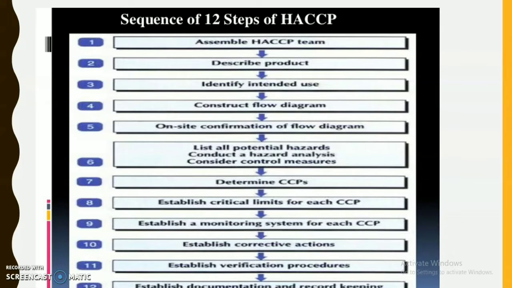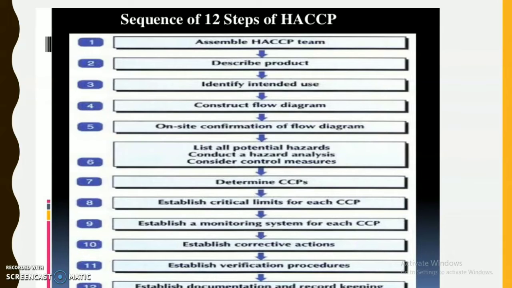Then we can see 12 steps in HACCP. The first step is to assemble a HACCP team. Next is to describe the product and identify the intended use of the product. Then a flow diagram or flow chart must be constructed. Next is the confirmation of this flow diagram, and all the potential hazards must be listed and hazard analysis must be conducted. Not only hazard analysis, but we have to consider some control measures or solutions for preventing these hazards.